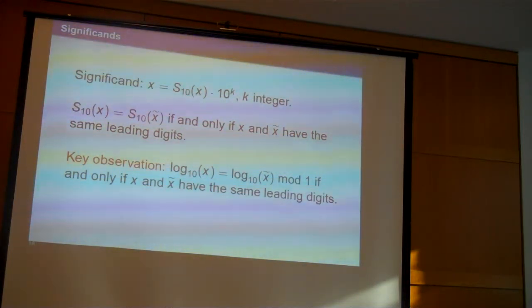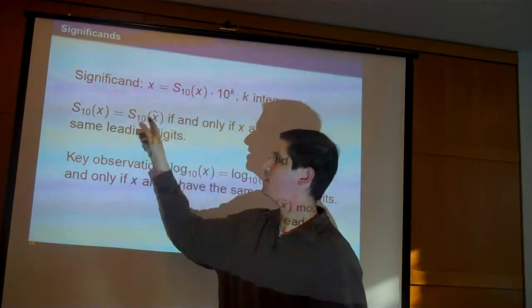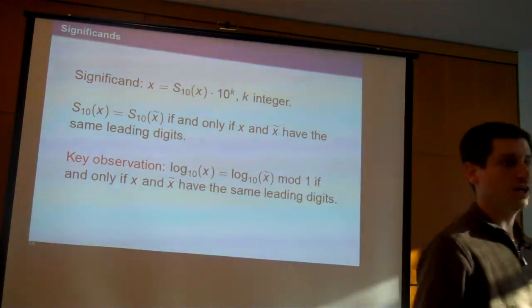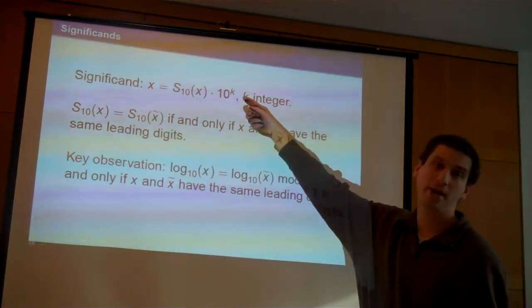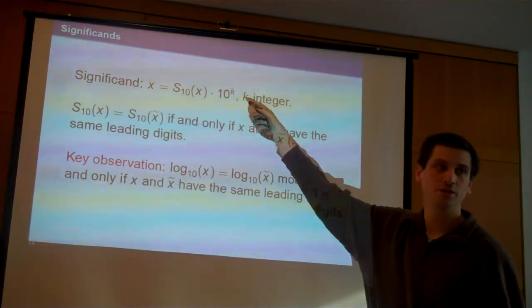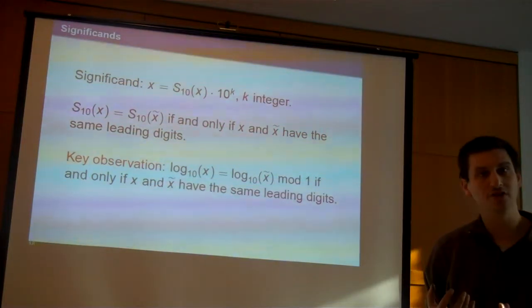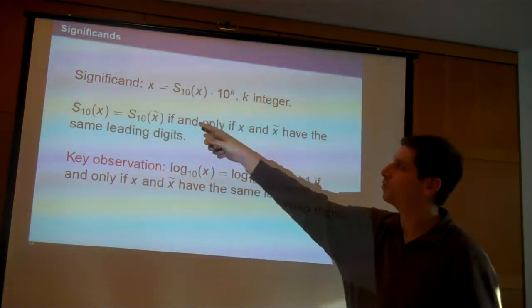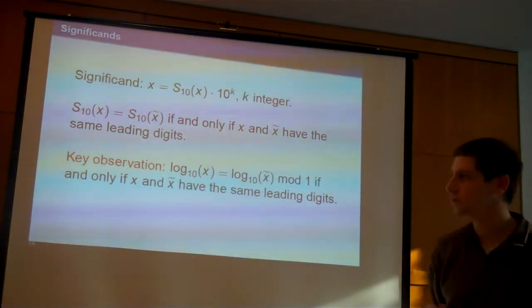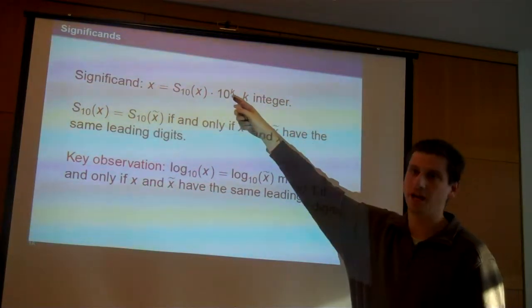So imagine I want to use scientific notation. I have my number x. I write it as some number between 1 and 10 times 10 to a power, and that power is going to be an integer. So two numbers have the same leading digits if and only if their significands are the same, because I don't really care how many powers of 10 I pad by. So if I want to understand the leading digits of my number, one thing I can do is compare the significands of two different numbers. So I want to get rid of this 10 to the k.